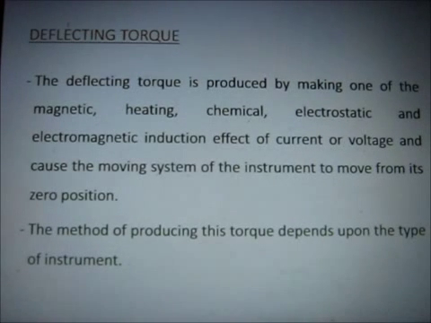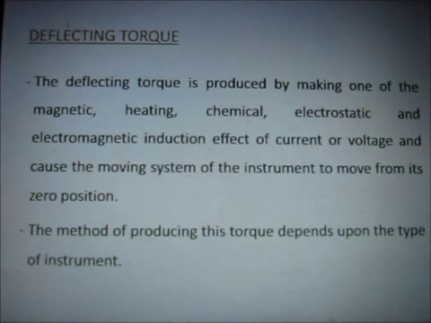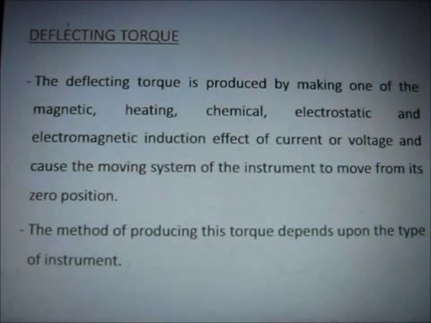First, briefly we will know about deflecting torque. This torque is produced by making use of one of the magnetic, heating, chemical, electrostatic or electromagnetic induction effects. But in most of the cases it is either the magnetic or electromagnetic induction effect of current or voltages, and this causes the moving system of the instrument to move from its zero position. The method of producing this torque depends upon the type of the instrument.